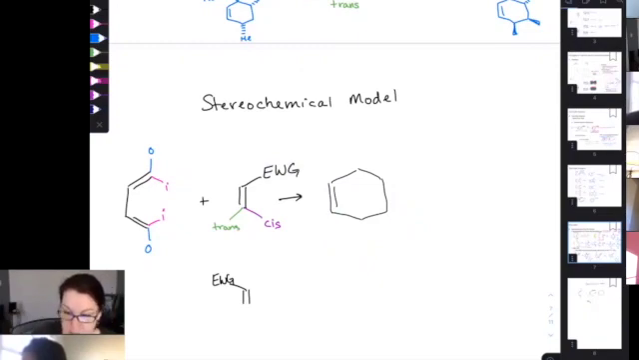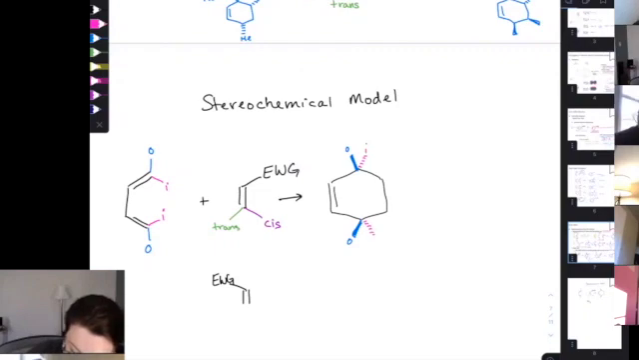Okay. So I'm going to start and I'm going to wedge this outside group. Once I make that decision, everything is relative to it. The other outside group is wedged. The inside groups are dashed. The electron withdrawing group, is that wedged or dashed in this one? Wedged because the outside groups are wedged. So my electron withdrawing group is wedged.